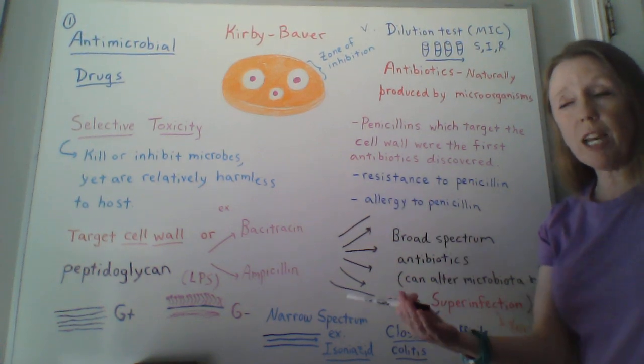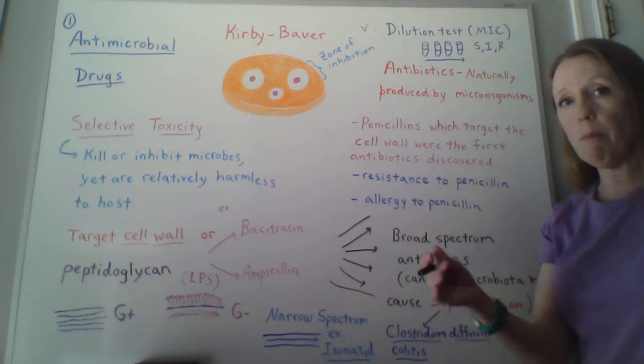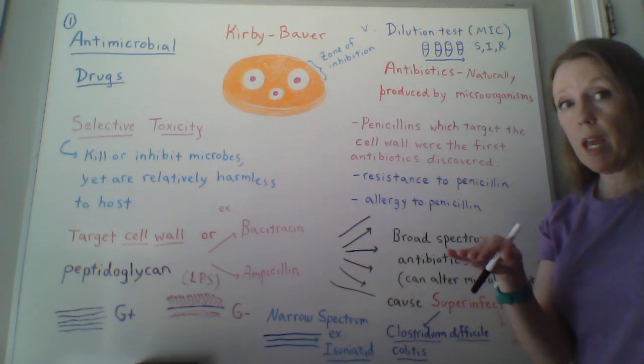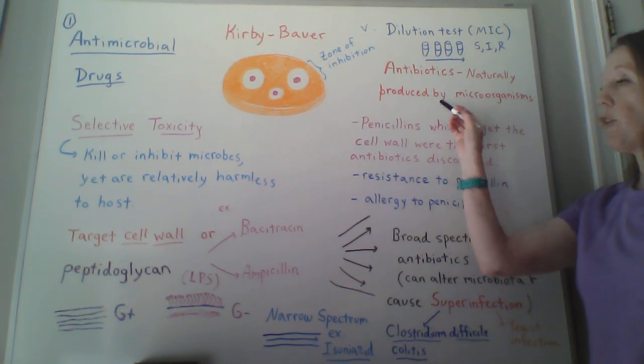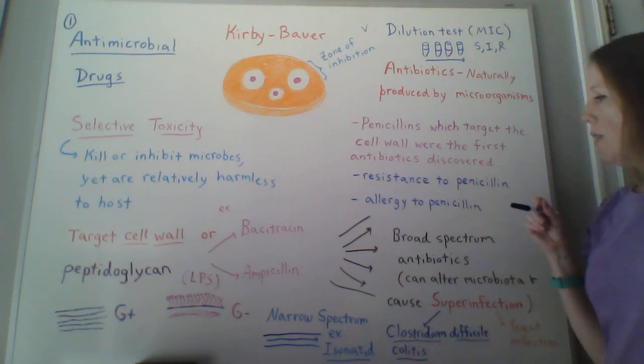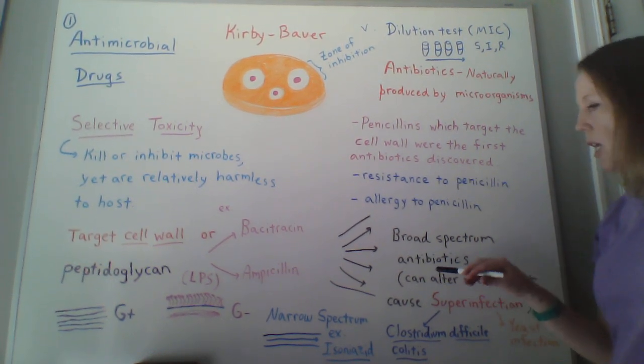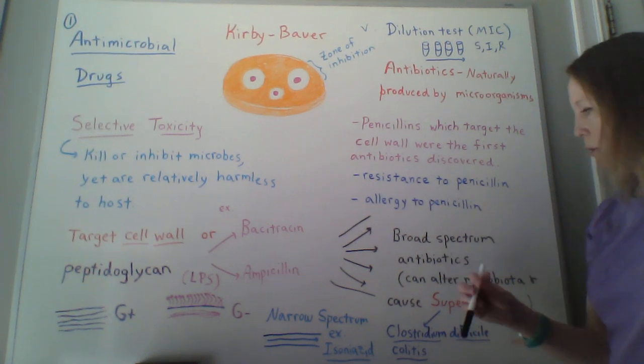There's a lot of penicillins now because we have made some, we have improved them. We have some that are man-made. Remember, an antibiotic is naturally produced by microorganisms. And then we have what's called a broad spectrum antibiotic. That means it can kill a lot of different microbes.